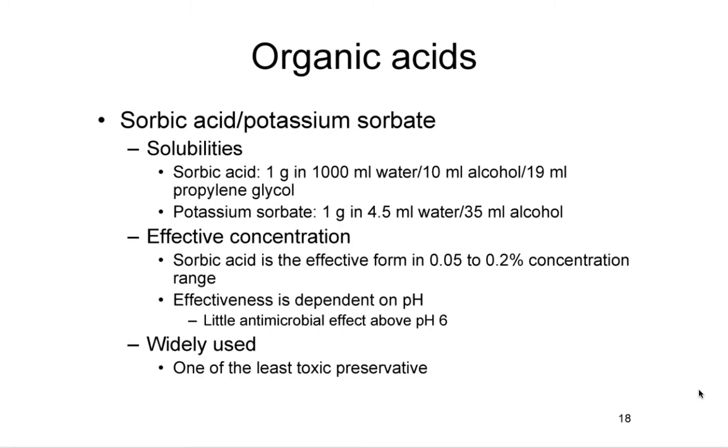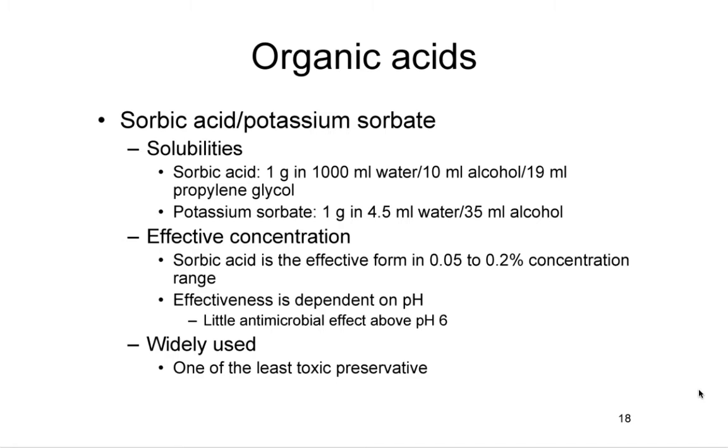Other examples for organic acid type preservative, sorbic acid or potassium sorbate, quite soluble in water. Effective concentration is much less than benzoic acid, 0.05 to 0.2%. It's very widely used because it's one of the least toxic preservatives that is currently available in the market.